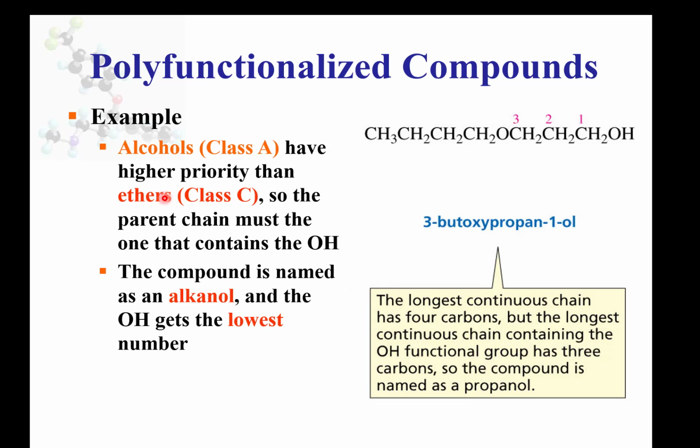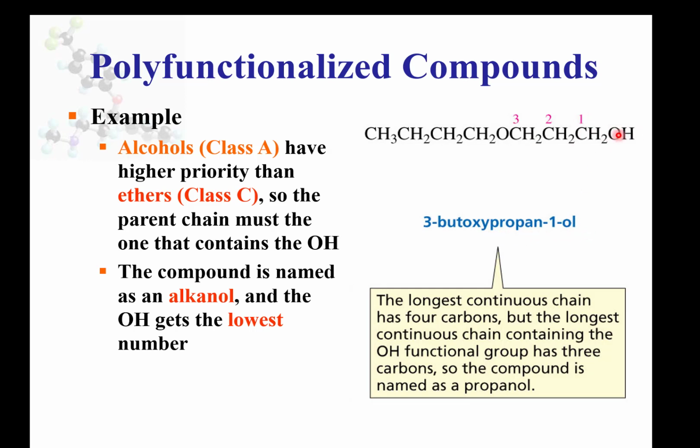So, we pick as the parent chain the longest chain containing the OH group. So that means it is this 1, 2, 3 carbon compound containing this OH, and so we name this as a derivative of propanol. Notice that even though this has 1, 2, 3, 4 carbons and would be the longer carbon chain, because it belongs to a lower class functional group, we do not put this in priority. The priority goes with the higher priority functional group and the longest chain belonging to it on which it's situated. So that's why this is a derivative of propane 1-ol.